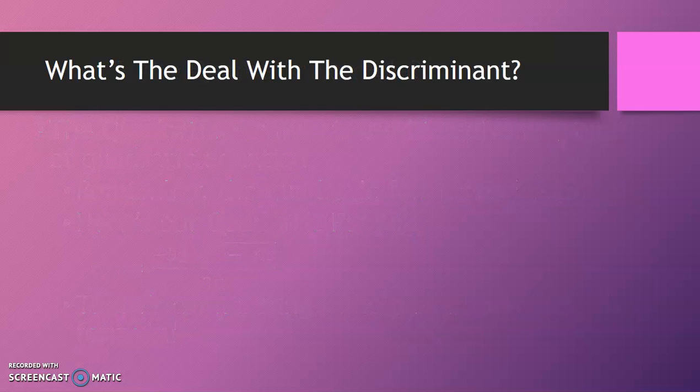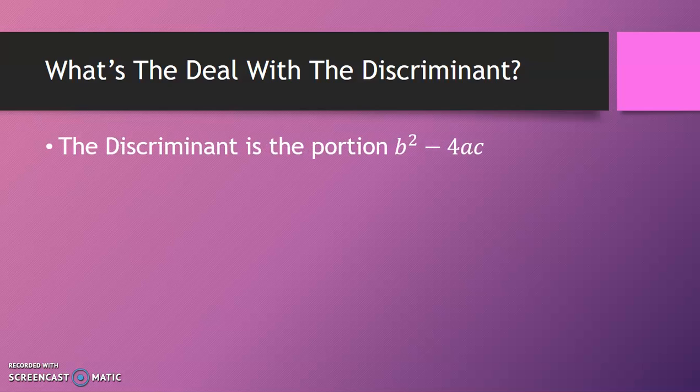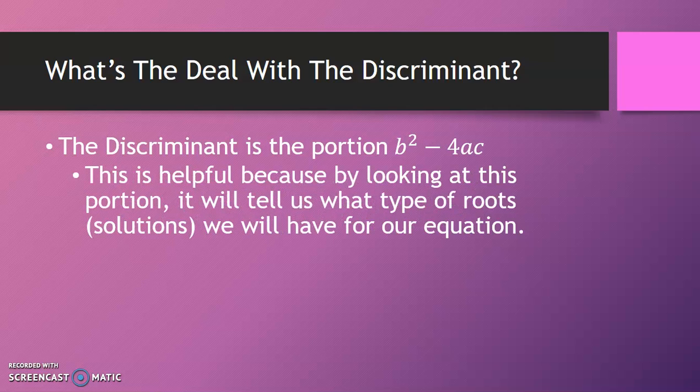First, let's talk about this thing called the discriminant that's found inside of our quadratic formula. Underneath that square root is that portion b squared minus 4ac. This is known as the discriminant. The discriminant is helpful because if we look at just this piece underneath that square root portion, it will tell us what type of roots or what type of solutions we will have for our equation.